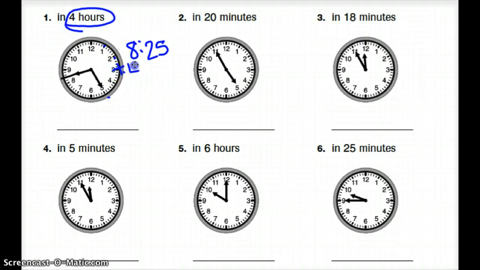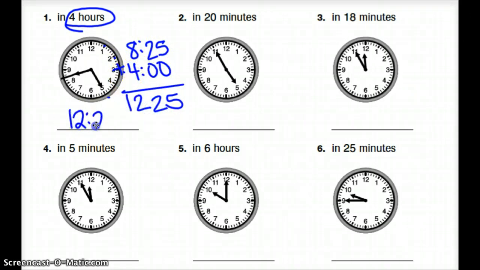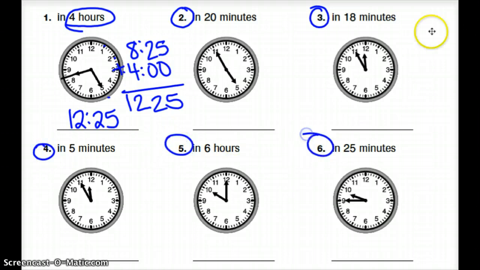So I'm adding 4 hours. What time will it be? That's 9, 10, 11, 12. So it will be 12:25. On your scratch sheet of paper, I want you to write the answers for 2, 3, 4, 5, and 6, and then raise your hand to get a star.